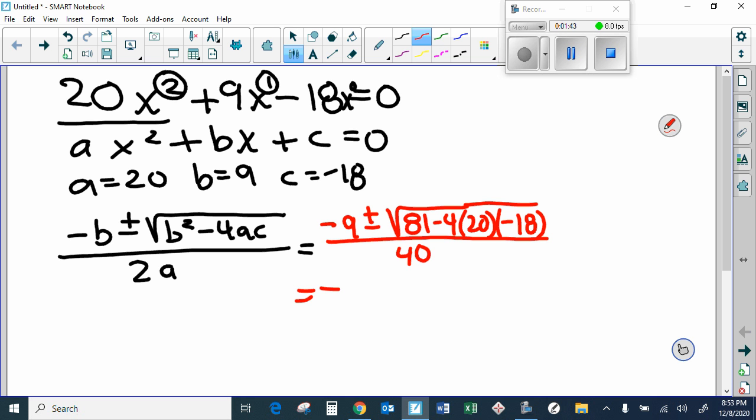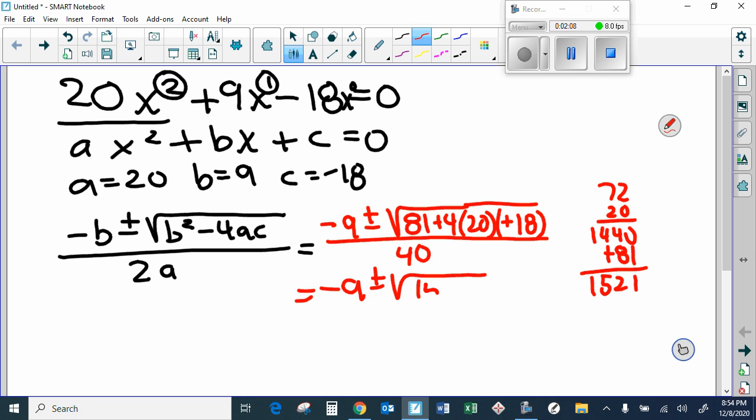Okay, so now we have negative 9 plus or minus the square root of, that's a negative times a negative, which is a positive, so 80. Or I can do 72 times 20. If I do that, 72 times 20 is 1440. 1440 plus 81 gives me 1521 all over 40. Now, if you didn't know 1521 was a perfect square, then you need to put it in a graphing calculator or calculator and check.